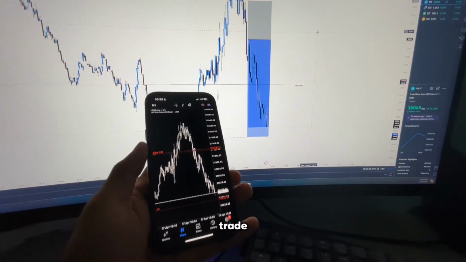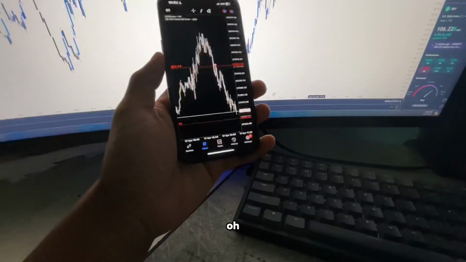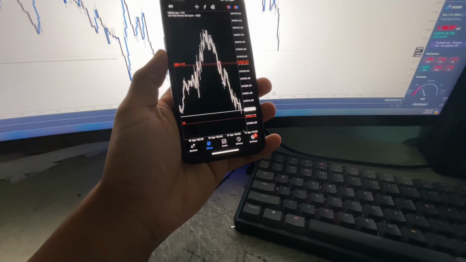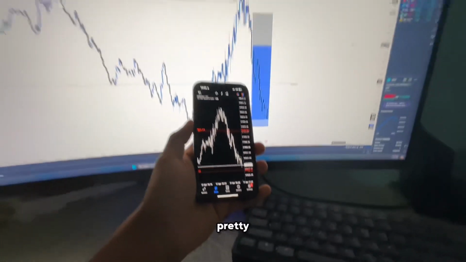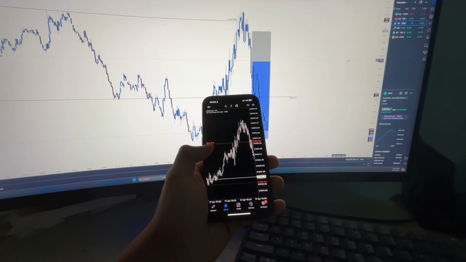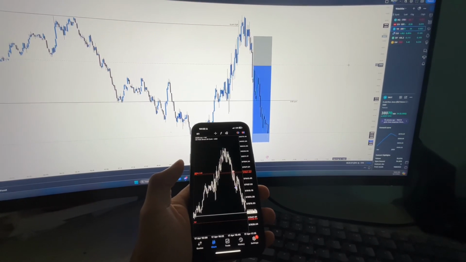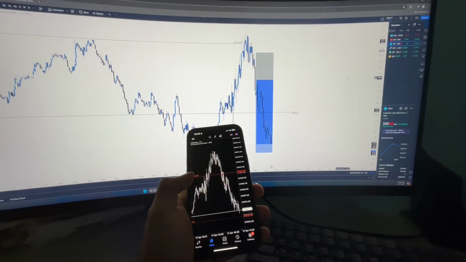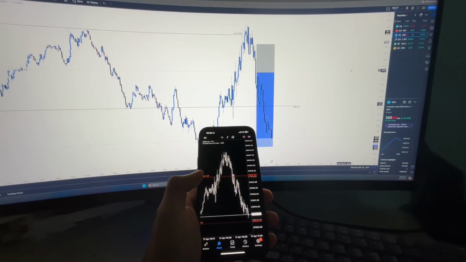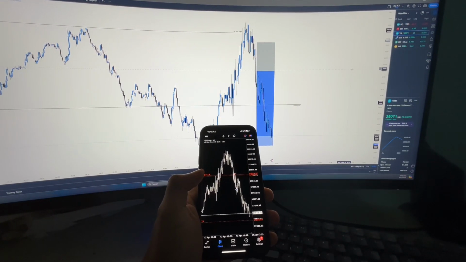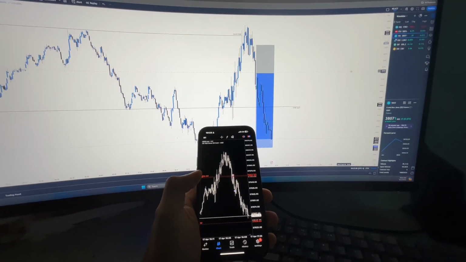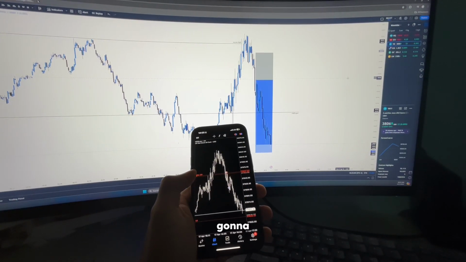Yo, trade is pretty close to TP. Oh, go back. Trade is pretty close to TP right now. Have it at that level of sell side liquidity. Looking pretty nice right now. Let's see if it's gonna hit in this candle.